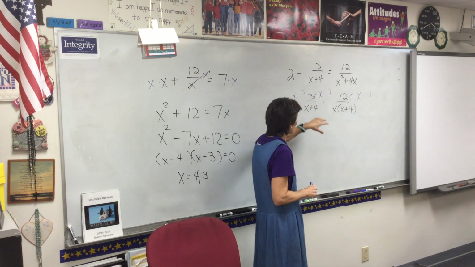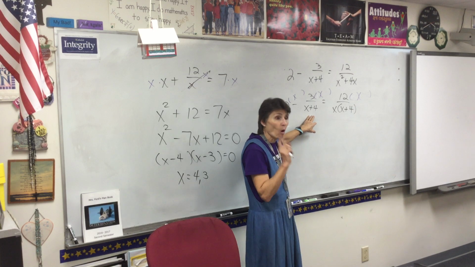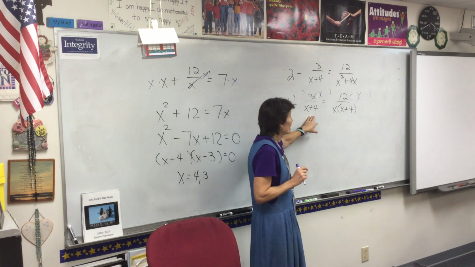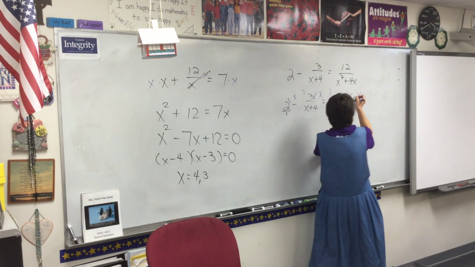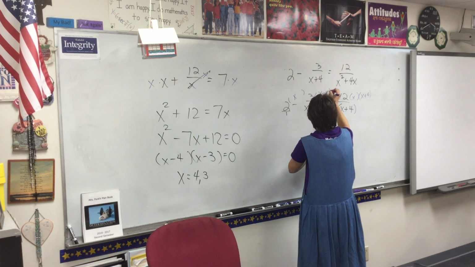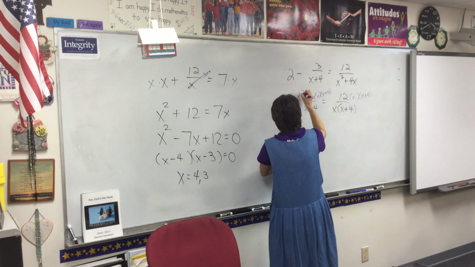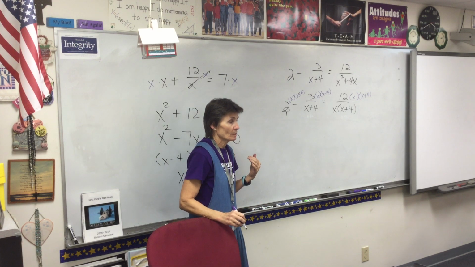Now you can say, Miss Ford, you only need an x plus 4 here. You're right, but I have to get rid of all the denominators. So I gotta multiply by the most. I'm multiplying by x and x plus 4. So the whole common denominator is what I need to multiply by.